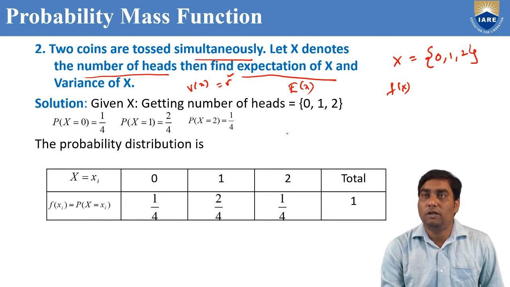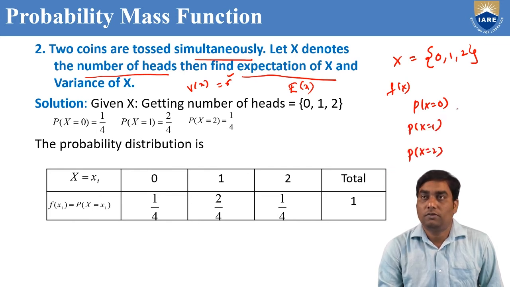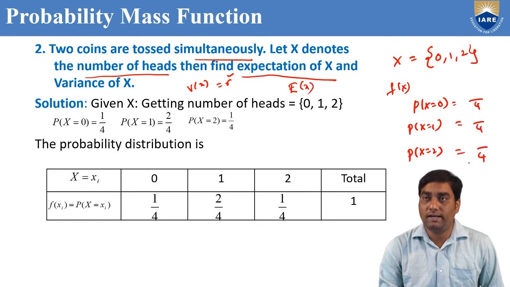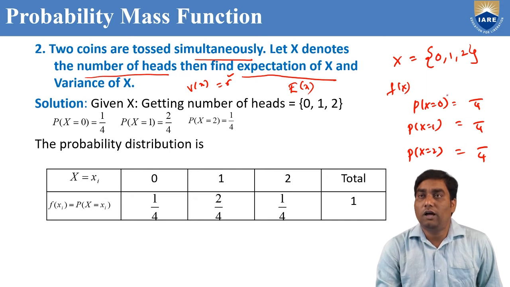Now we need to find P of X equal to 0, P of X equal to 1 and P of X equal to 2. If we toss two coins, the denominator value is 4 because the total number of events is 4. Now P of X equal to 0, where X is the number of heads. Zero heads, how many cases are there? 2 tails only. That means only one case, which is 1 by 4. Now the number of heads may be 1. What are the chances? HT or TH. 2 cases are there. That's why 2 by 4.